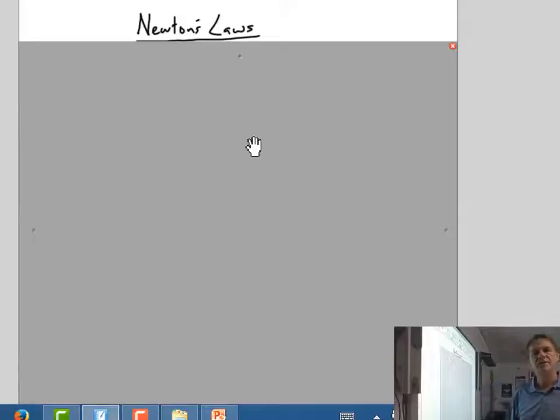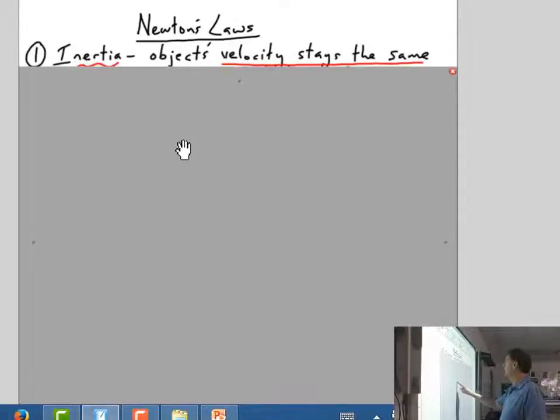Okay, we're now going to look at collisions and momentum, which is a bit of a recap from last year. So let's look at Newton's laws again. The first law is this idea that an object's velocity will stay the same unless a force acts. This idea of inertia. Something with more mass actually has more inertia. So we've done that one last year.